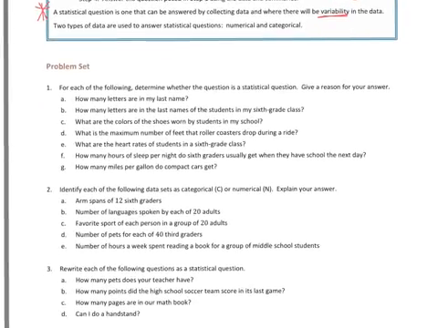Now, question 1 wants to determine whether it is a statistical question or not. So the first one says for A, how many letters are in my last name? Well, I only have one last name. So if my last name were Smith, I would have 5. There's no varying or changes in that. So that would make it a non-statistical question.